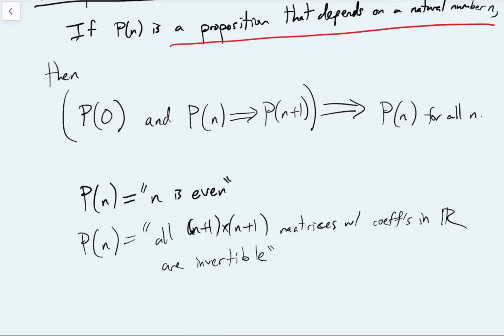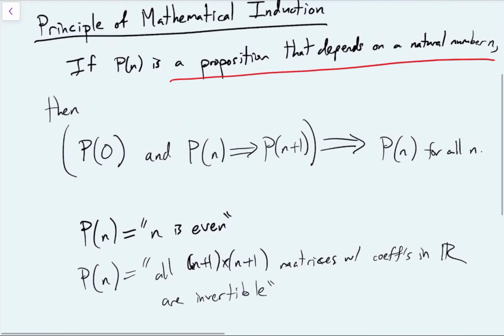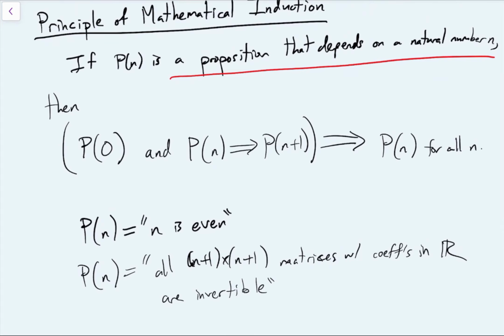So p of 0 says that all 1 by 1 matrices with coefficients in the real numbers are invertible. That's not true because I could just take the 0 matrix. And the same is true for p of 1. P of 1 is false because there's a 2 by 2 0 matrix that's not invertible. And p of 2 is false because there's a 3 by 3 0 matrix that's not invertible. So in this example, p of n is a different proposition that depends on a natural number, and it's false for all n.